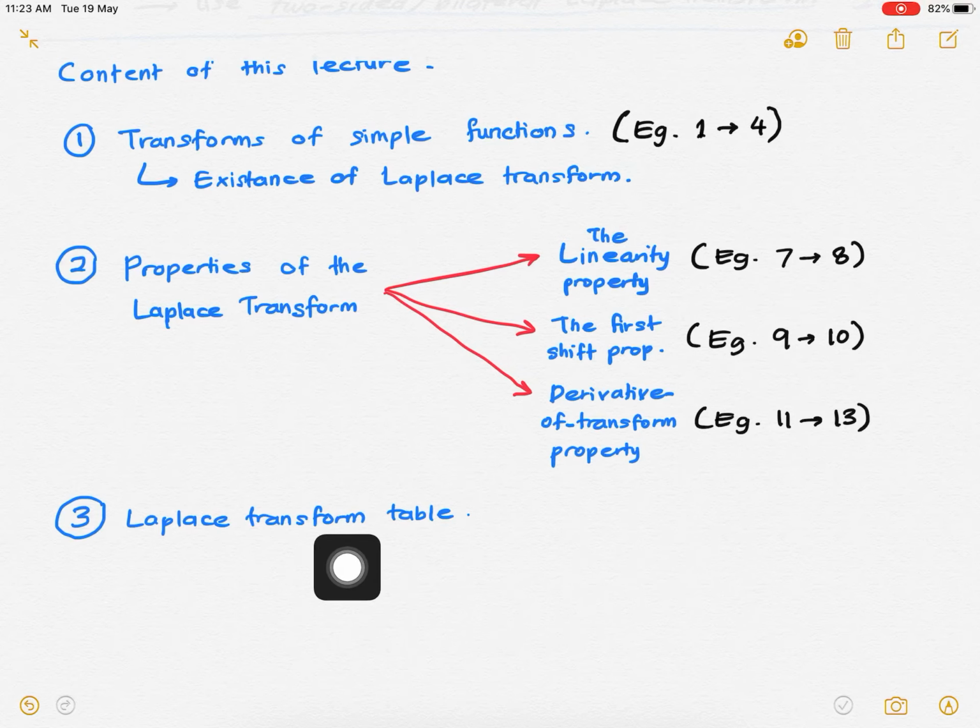And last one, we will learn about the Laplace transform table. Actually, from these examples, we will derive the formulas, and we compile everything in this Laplace transform table. Okay.